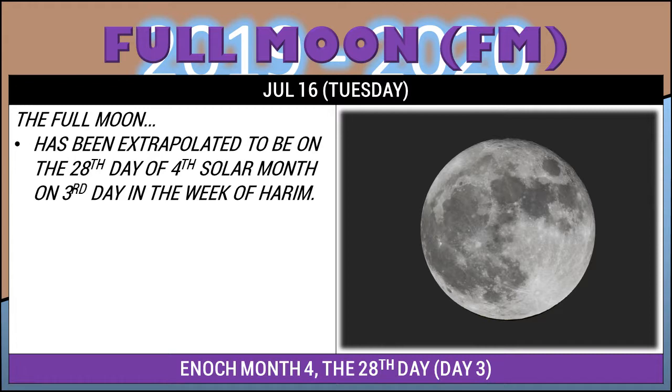And anyone can do that if you take time and sit down and note the pattern of how things are presented, and also observe how the luminaries have a pattern in themselves by going out and doing a physical observation yourself. So this time we extrapolated that the full moon will be on the 20th day of the 4th solar month, on the 3rd day in the week of Harim, and that corresponds to July 16th, which is a Tuesday. So if you have a chance, take a look up at the sky and see the full moon for yourself.